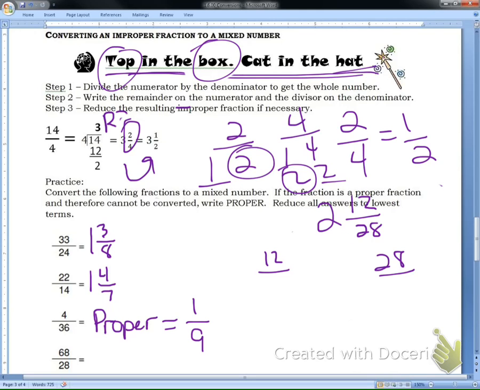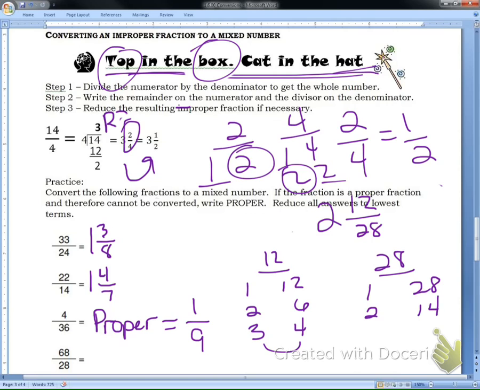Alright, so I had to erase to give myself some room here. So we're looking at the numbers 12 and 28 and seeing what it can reduce to. 12 divided by 1 is 12. 12 divided by 2 is 6. 12 divided by 3 is 4. And there's no numbers between 3 and 4, so that's how I know I'm done. I'll stop dividing. 28 can be divided by 1. It's 28. 28 can be divided by 2.